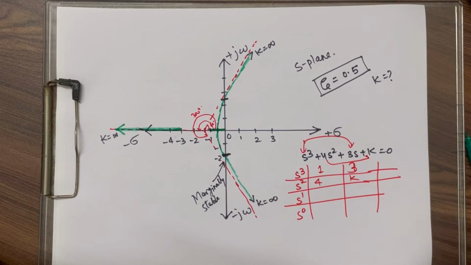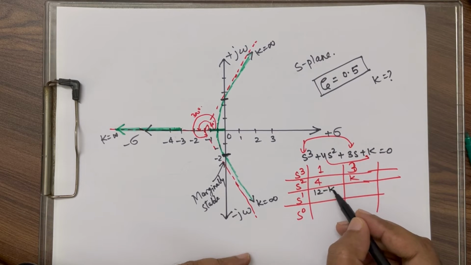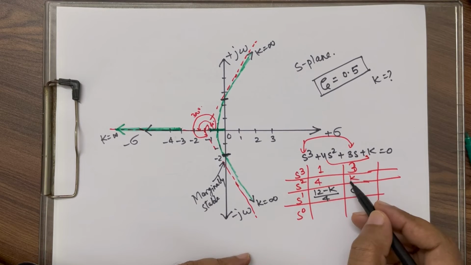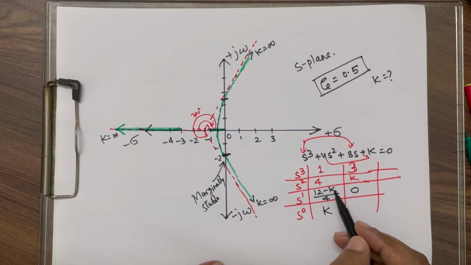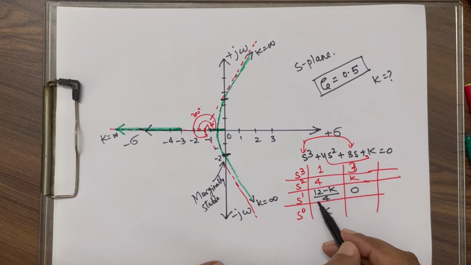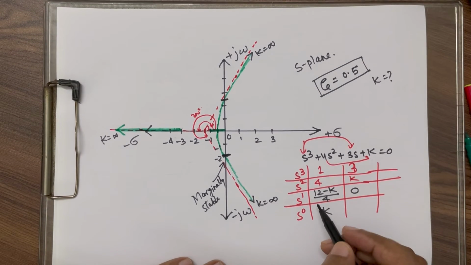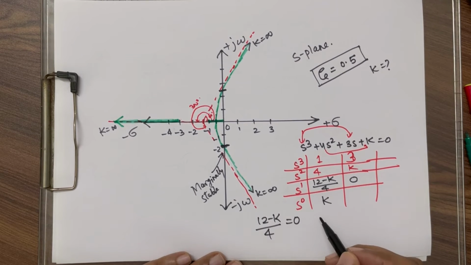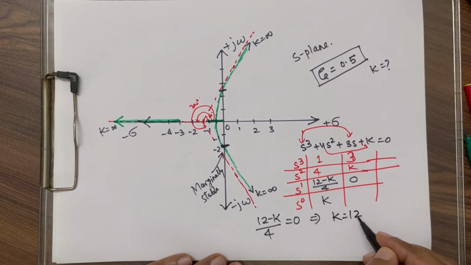So after multiplying 4 into 3, 12, minus 1 into k divided by 4, we get... And this side is 0, and here when we multiply with this, minus 0 divided by this is k. As we know that k must be greater than 0, for marginal stability, one of the components in the first column must be equal to 0. So here we can see 12 minus k divided by 4 may be equal to 0 for having marginal stability. One of the terms will be 0. So k is equal to 12.